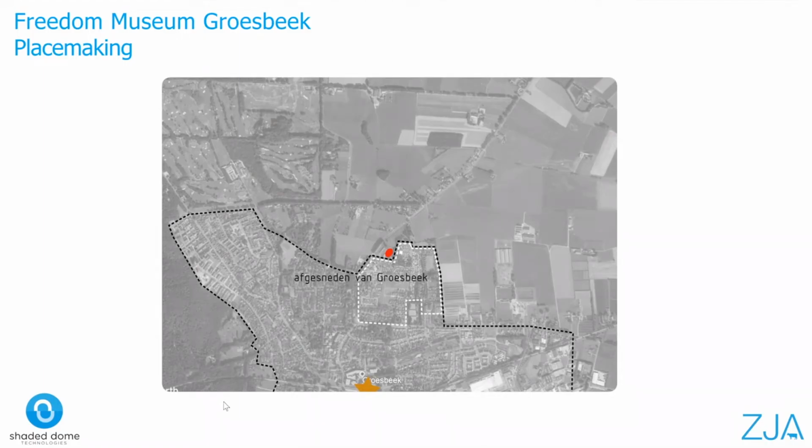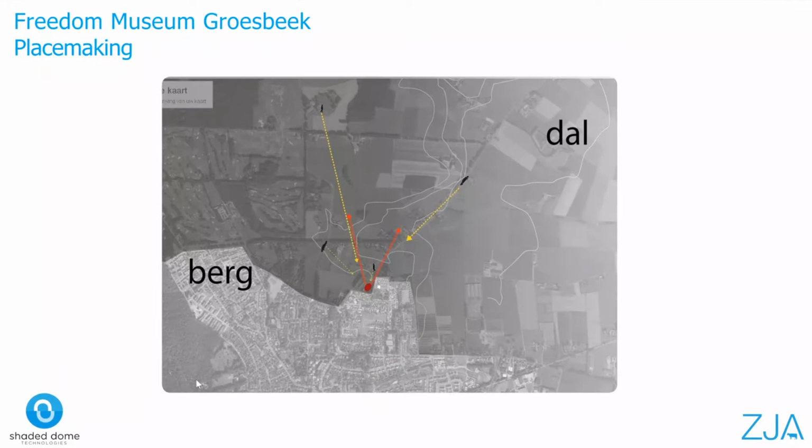Now that everyone is aware of the shaded dome concept and how it operates, let's talk about the Freedom Museum. It is located on the edge of the village Groesbeek, as you see here. The old existing museum building was very inward looking and did not do justice to the location and the beautiful views around. One of the most important starting points for us was to adapt the museum to the landscape.